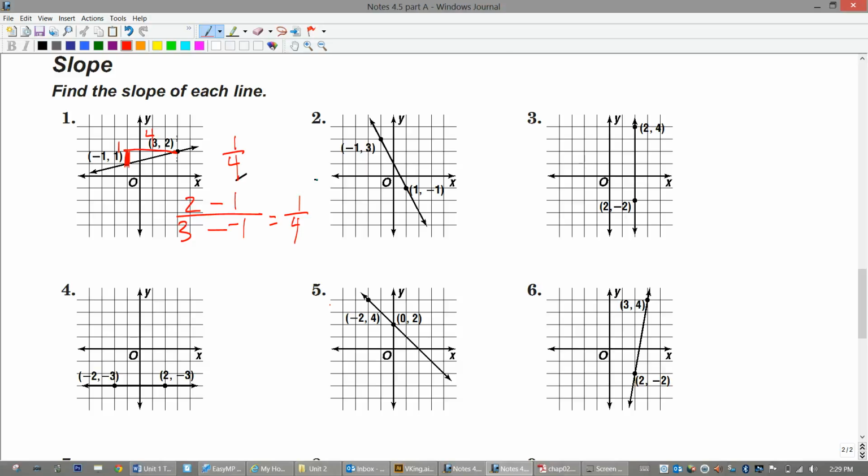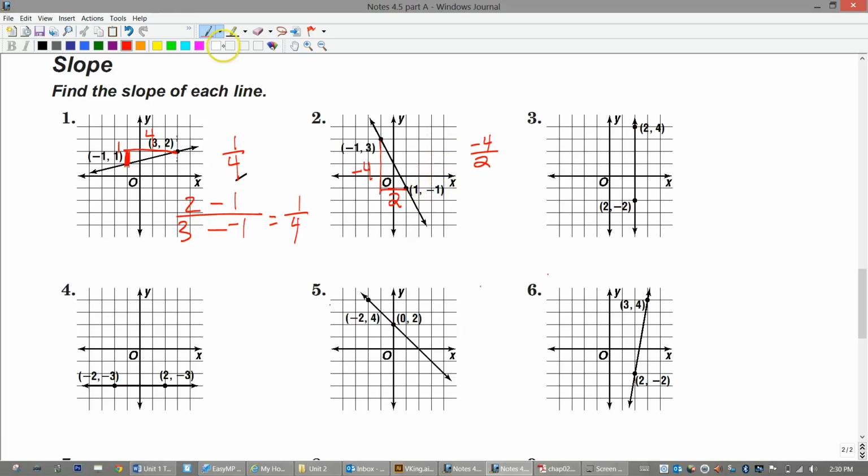Either one's okay. Number 2, you can count it. 1, 2, 3, 4. Negative 4, 1, 2. So you rose negative 4. You're actually going down, so it's negative. So it's negative 4 over 2, running 2. You always run to the right. To the right is positive, to the left is negative. Going up is positive, going down is negative.